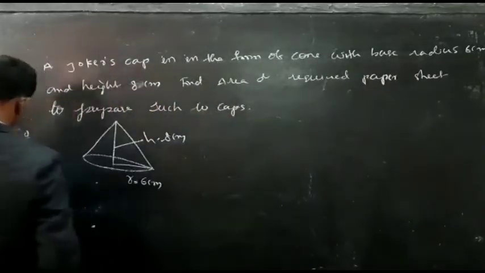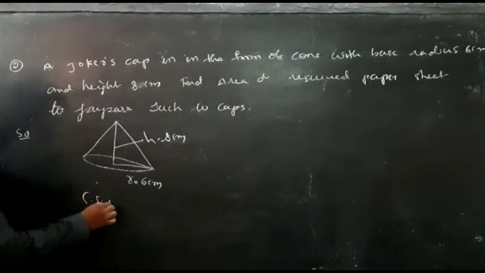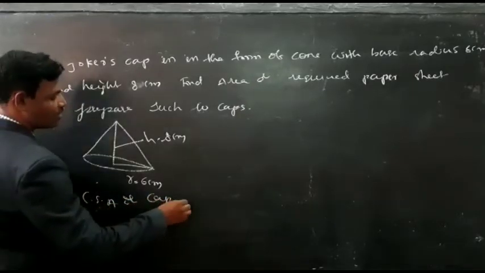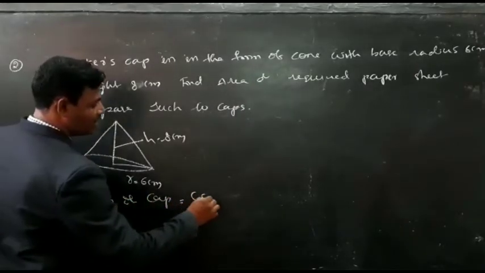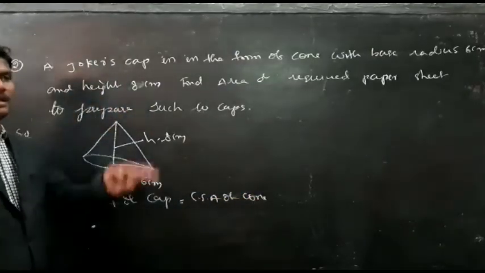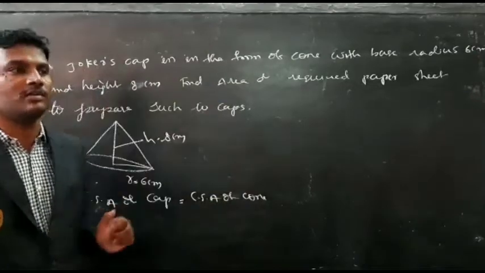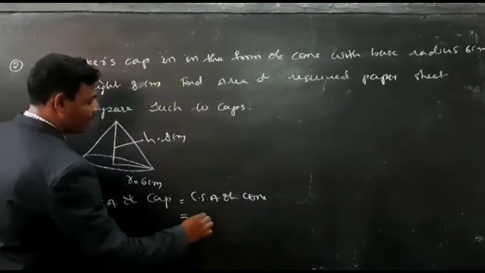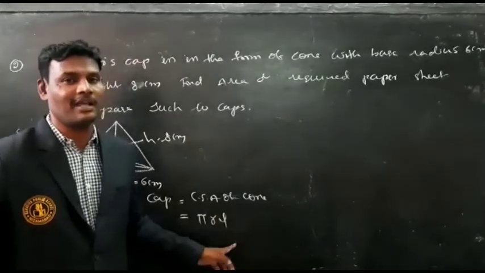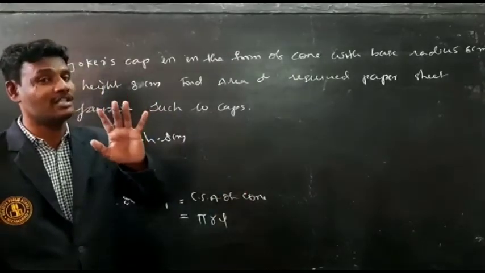Now, the curved surface area of the cap, it means joker's cap, is nothing but the curved surface area of a cone. Why? Because the cap is in the form of a cone. What is the formula here? Pi RL. R means radius, L means slant height. But here I don't know the value of the slant height.